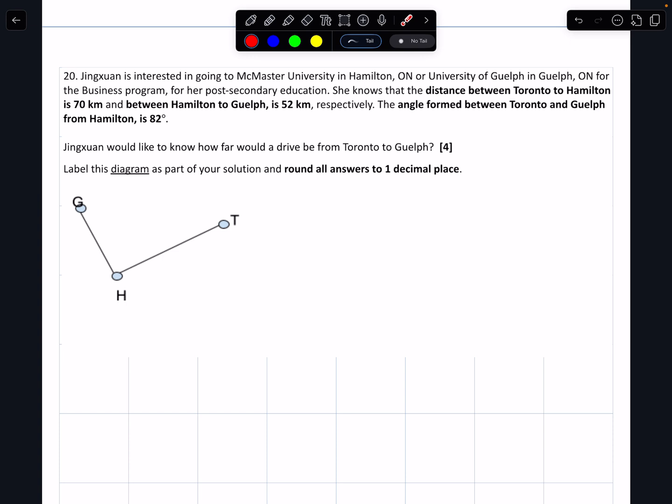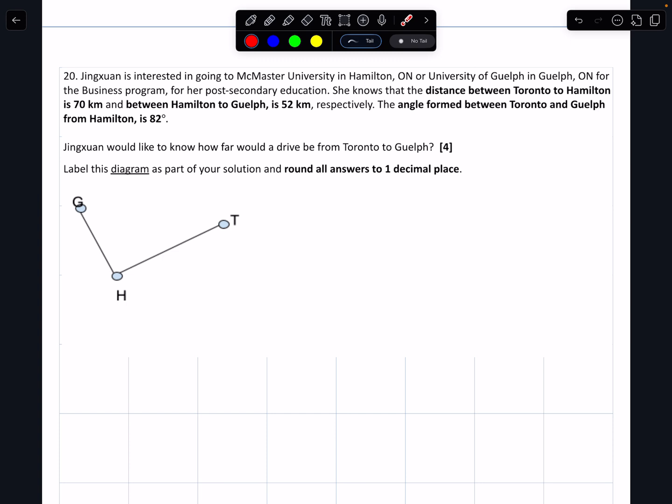Yes, another one. So here we have Jinshuan, who is interested in going to McMaster University in Hamilton, Ontario, or University of Guelph in Guelph, Ontario for the business program for post-secondary education. She knows that the distance between Toronto to Hamilton is 70 kilometers and between Hamilton to Guelph is 52 kilometers respectively. The angle formed between Toronto and Guelph from Hamilton is 82 degrees. Now, Jinshuan would like to know how far would a drive be from Toronto to Guelph.